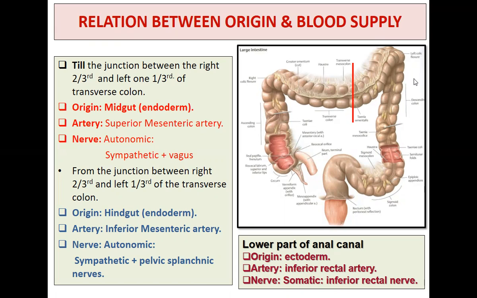From this junction afterwards, the distal transverse colon and descending colon develop from the hindgut. So it is supplied by the artery of the hindgut, the inferior mesenteric artery, and the nerve supply is by the sympathetic nerves, while the parasympathetic is by the pelvic splanchnic nerves, not by the vagus.